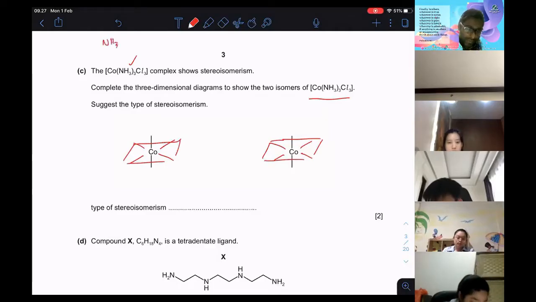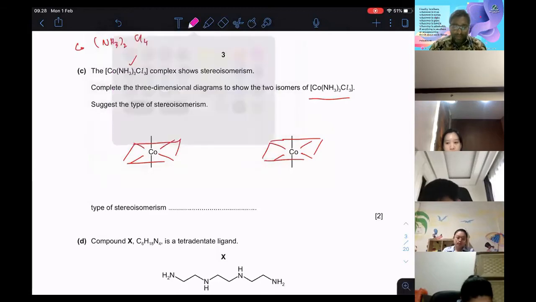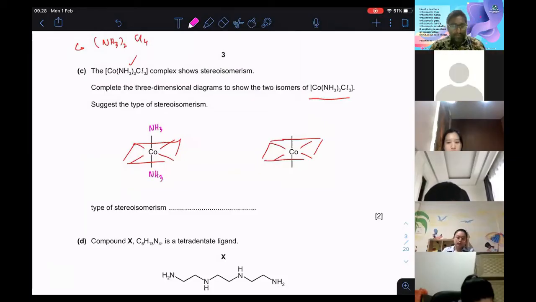If you have NH3 2 Cl4, then it's easier. I can put the ammonia up and down. But in this case, it's going to be slightly complicated. So I will put the ammonia here, NH3 here, and then ammonia here. One of the ammonia needs to be put somewhere, so you need to decide where you want to put it. In this case I will decide to put the ammonia maybe somewhere here.